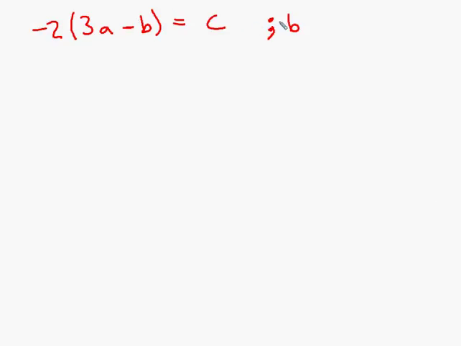All right, so we're solving for B. Any ideas? What do you want to do? Okay, so we distribute the -2. That's fine. So we get -6a plus 2B. Okay. Now what do you want to do?